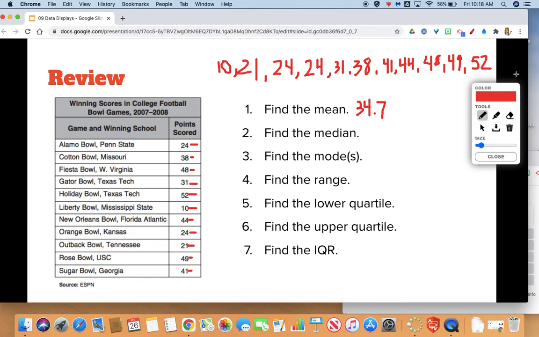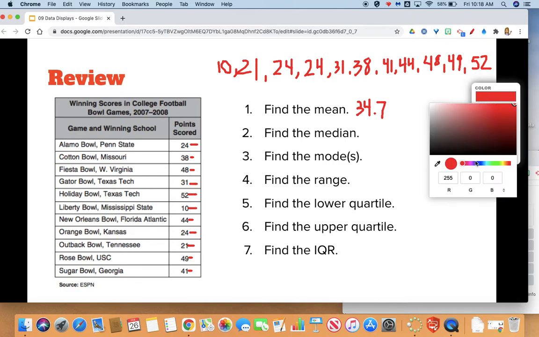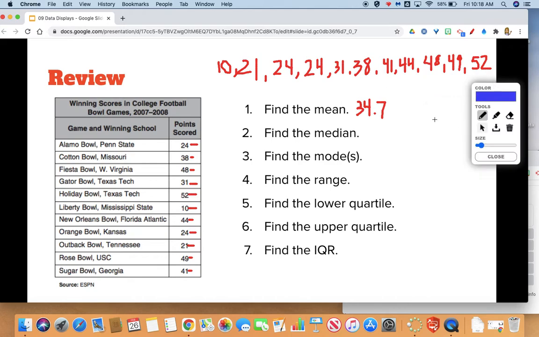Next, let's find the median. The median is the center number. We're going to cross off low, high, until we get down to one number in the middle. I know it's one number because it's an odd number of data. 38 is my center number. That is our median.